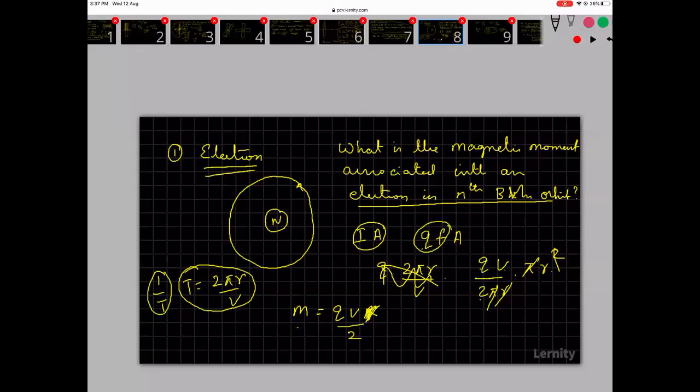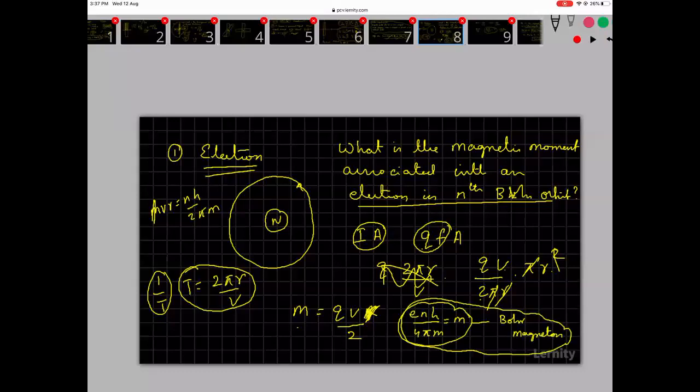Now according to Bohr's concept, MVR is equal to nh by 2 pi. So VR will become nh by 2 pi m. If I substitute here, it will become enh by 4 pi m. This is the magnetic moment associated with an electron. You will learn in chemistry, this is what is called one Bohr Magneton. They will teach you there, don't worry about it.